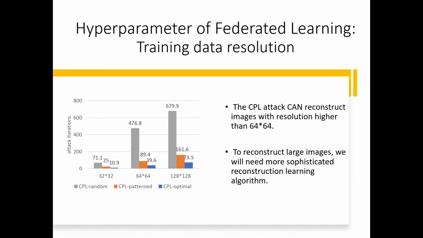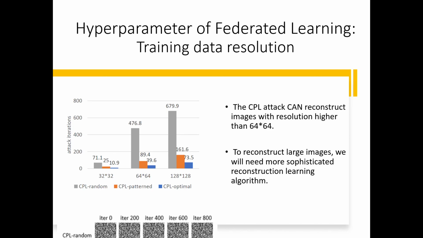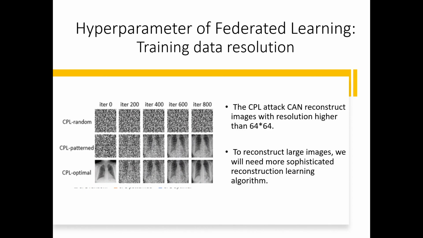We also observed that client privacy leakage attack can reconstruct images with different resolutions. Large images can be reconstructed when the machine learning model is more sophisticated. An extreme case here is the reconstruction of the 512 by 512 chest X-ray image.